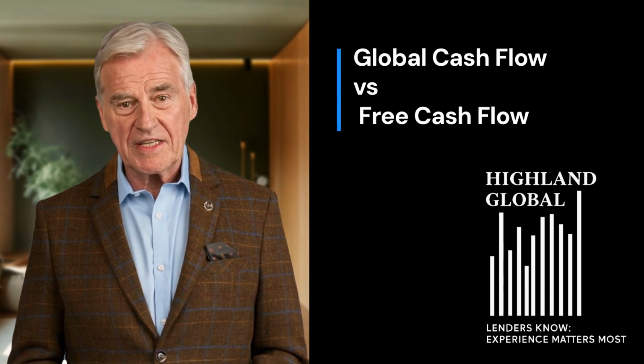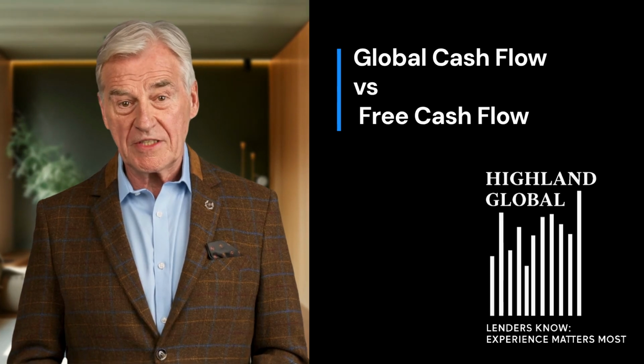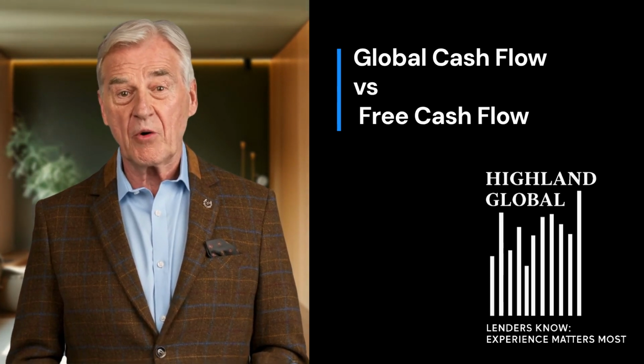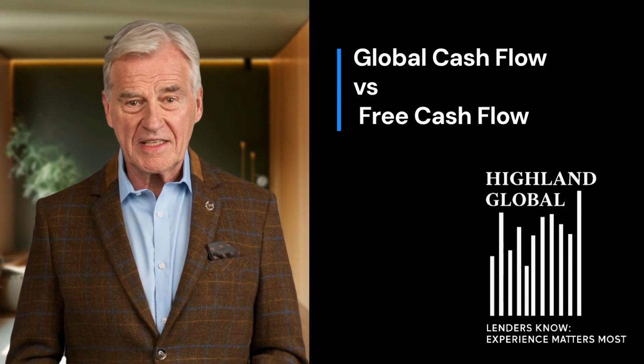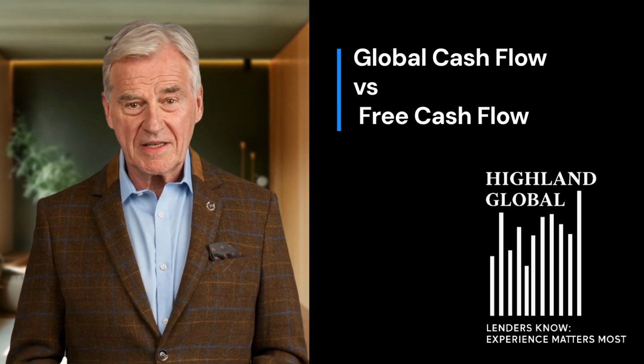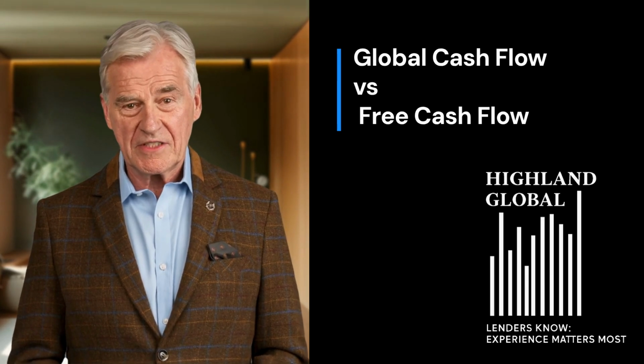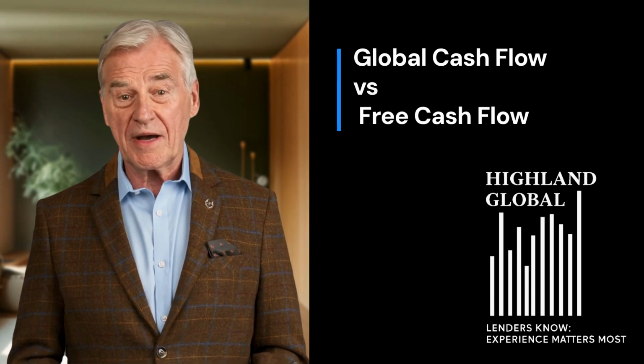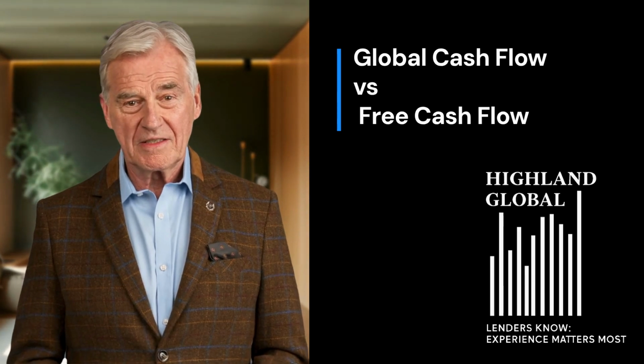This gives the global debt service coverage ratio, or global DSCR. Many lenders require a DSCR of 1.15 times, meaning 15% more cash than needed to cover debts, ensuring a safety net if income dips. Global cash flow is all about repayment ability and risk mitigation.